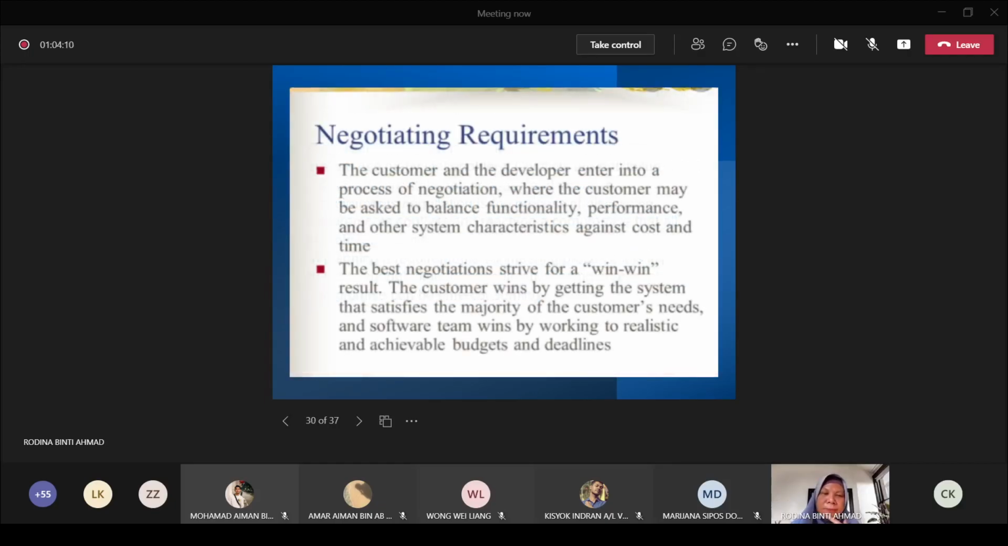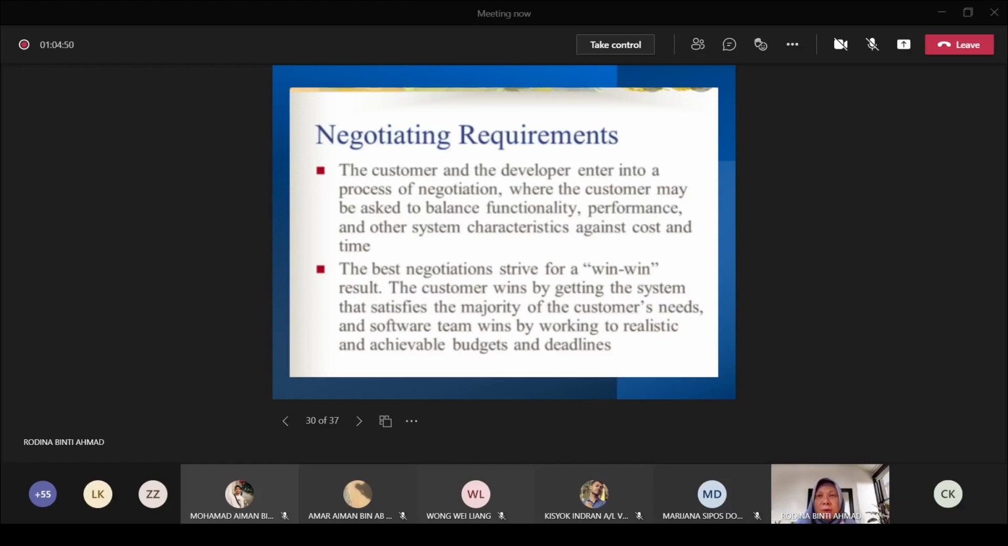And then we said again, the customer and the developer enter a process of negotiation where the customer may be asked to balance functional requirements. So this is negotiating requirements. And the best negotiations strive for a win-win result. When you try to negotiate, as we said just now, it is about resolving conflicts. In general, we talk about the best negotiation, where we have several stakeholders that have conflicts, and there can be many ways to implement the negotiation. So there can be several techniques. What we're going to discuss here is just one technique, what we call win-win results.